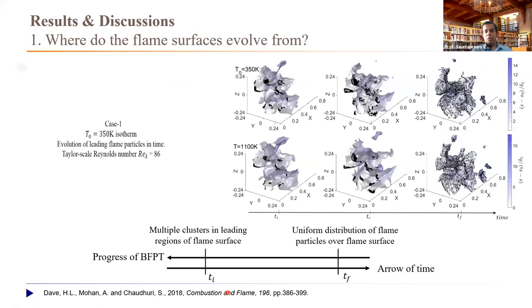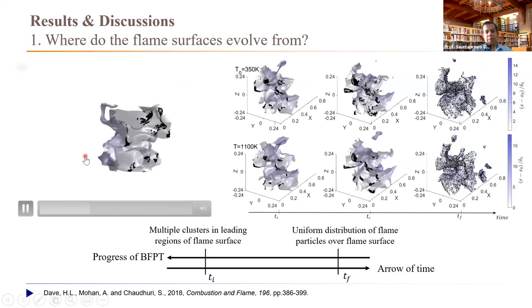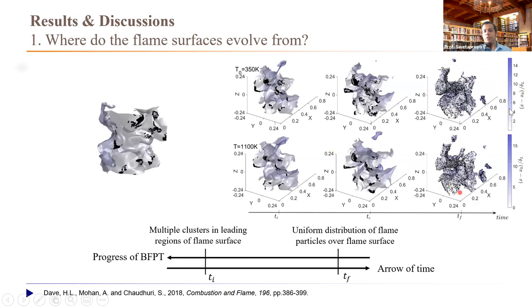Now, we try to see where the surface evolves from. What is the result of this backtracking? So we'll start here: we have fully developed turbulent flame surfaces and we distribute the flame particles uniformly over the surface, okay? The top row is for 350 Kelvin, the bottom row is for 1100 Kelvin. So we distribute these surfaces with flame particles uniformly, and then we track them back in time. This is initial time, intermediate time, final time. As we backtrack, we see that these uniformly distributed flame particles essentially cluster in these positively curved leading locations of the flame.